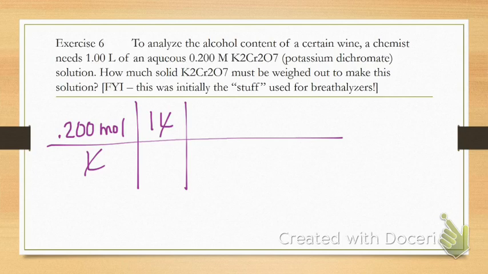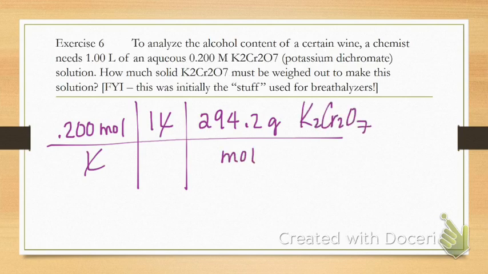How do I get to grams? What do you say, Jason? Molar mass. And where do I put that, top or bottom? Top. Yeah. So I will give you the molar mass; I'm not going to make you calculate that. The molar mass is 294.2 grams per mole of potassium dichromate. So I would need, that's 3 sig figs, 58.8 grams.